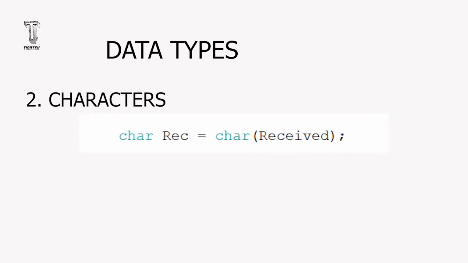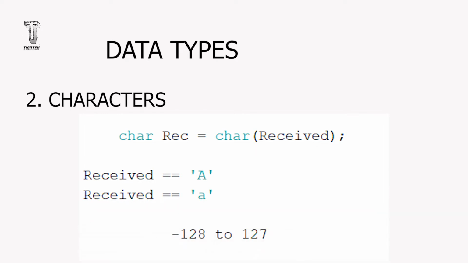Characters. Inside the code, these are the letters or numbers that are used. For example, you could have a character like big letter A or small letter a, or you could have integer numbers that are from -128 to 127.